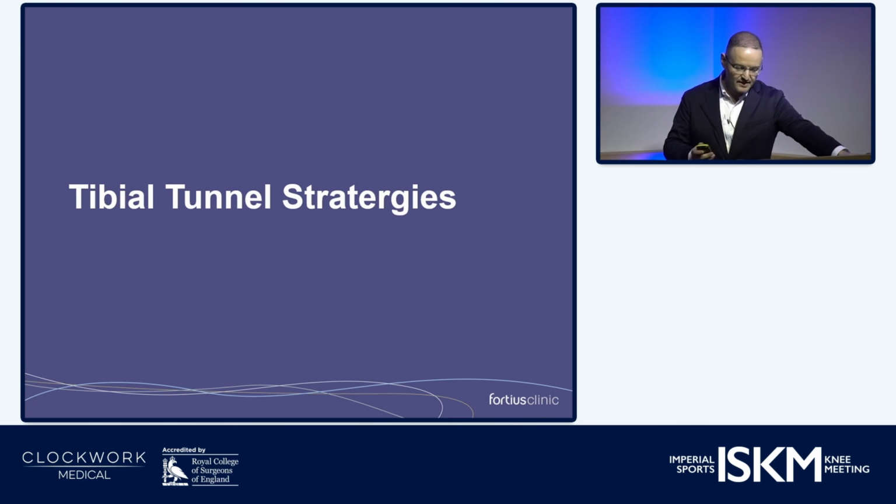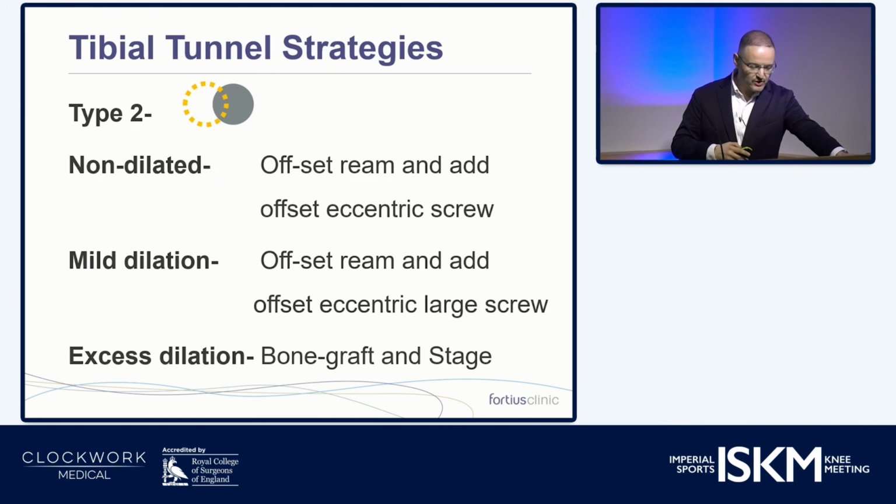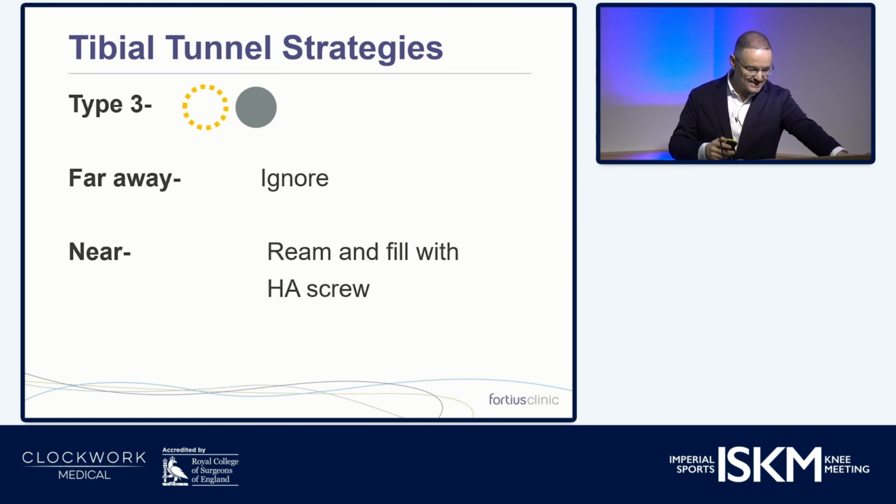On the tibial side, very similar. So we can over-ream and use if it's dilated or non-dilated for type 1s. If it's a type 2, we can offset ream and use an offset eccentric screw. And again, we can use a bone block as well. And lastly, on the tibial side, if it's far away, which it isn't often, because it's hard to be far away in the tibia, we can ignore it.